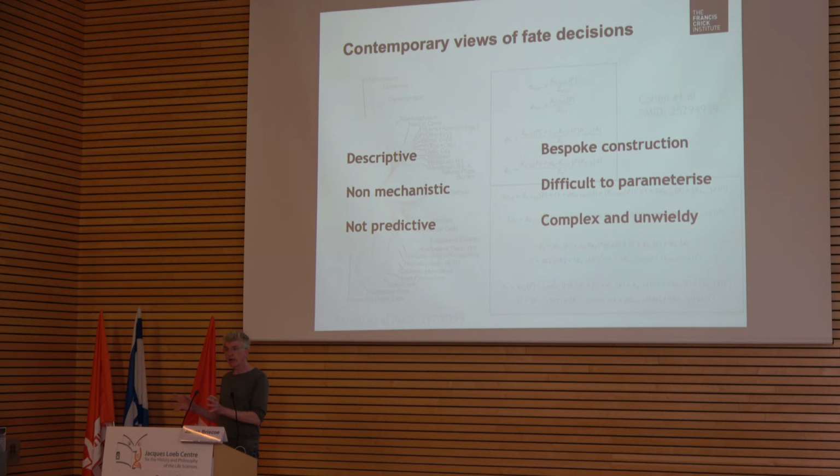On the other hand, those detailed dynamical systems models, those mathematical models, do offer predictive power, but they require bespoke construction. Each one is different in its own way. They're often difficult to parameterize. They need a lot of parameters, which are often difficult to measure. And they rapidly become complex and unwieldy as you add more and more components. And these views don't match the elegance, the intuitive simplicity implied by the Waddington landscape metaphor. So how do we get to that?